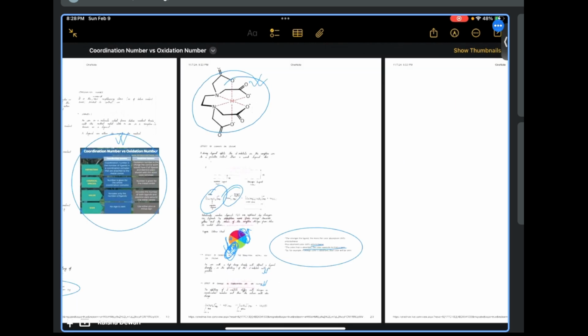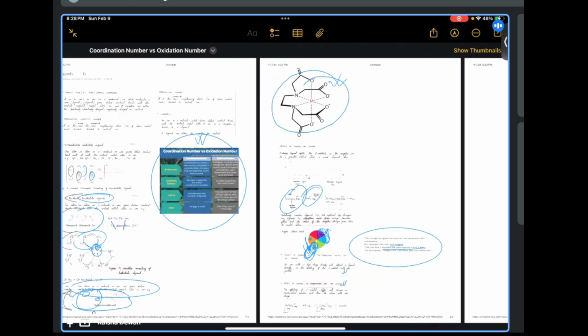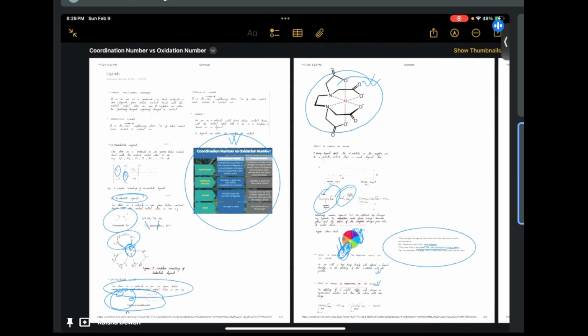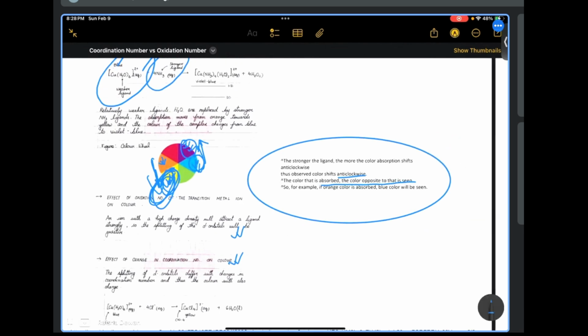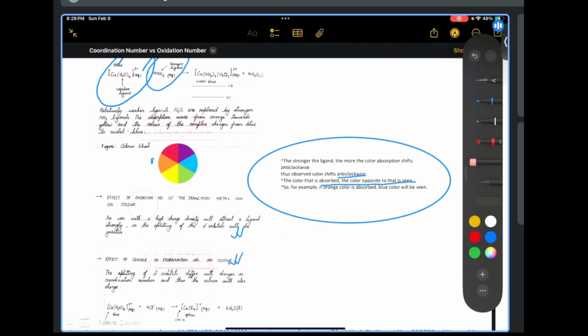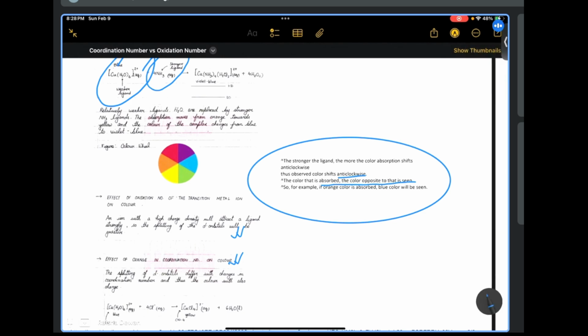Okay. So basically this note. Sir, I didn't understand the color shifting. Which color is changing? Okay, okay, I understand. So what actually they are saying is it will shift to the left.